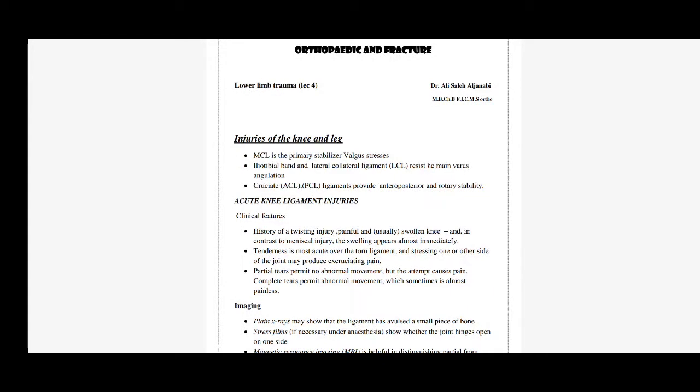As we know, the main stabilizer of the knee depends upon the ligaments. The medial collateral ligament is the primary stabilizer to valgus stress to the knee, and laterally the iliotibial band and the LCL resist varus angulation. The anterior and posterior cruciate ligaments provide anterior-posterior and rotatory stability. As we know, each one has two bundles. The ACL has anteromedial and posterolateral bands, and the PCL is the reverse.